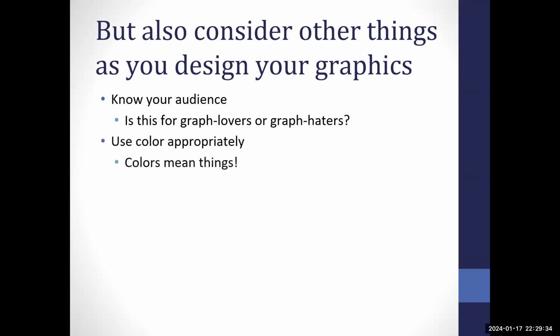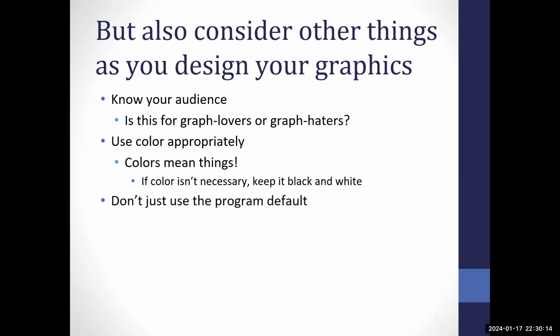You also want to make sure that you're using color appropriately. Colors do mean things. When we looked at the data about the election results, typically Democrats are blue and Republicans are red. This is a system that's been used in our country for many decades now. And so we automatically associate those colors with the different political parties. They don't really mean anything, but we've assigned meaning to those colors. So think about that when you are choosing the colors to put into your graphs. If color isn't necessary, you can always keep it black and white, right? You're just trying to get that information out there.